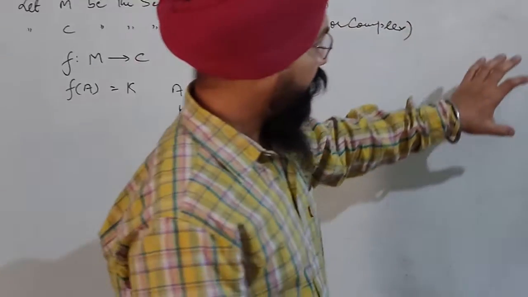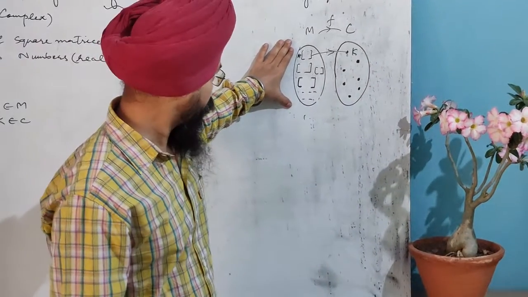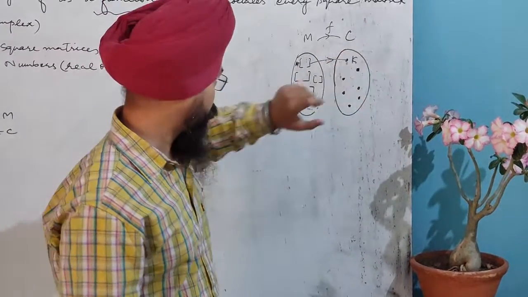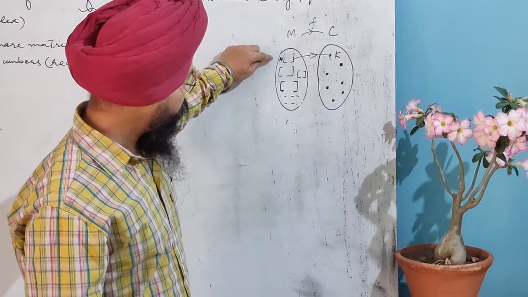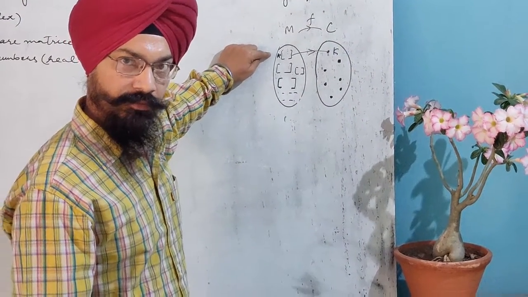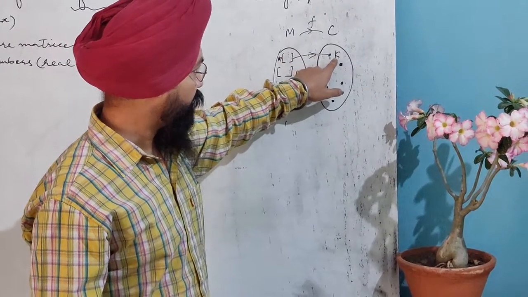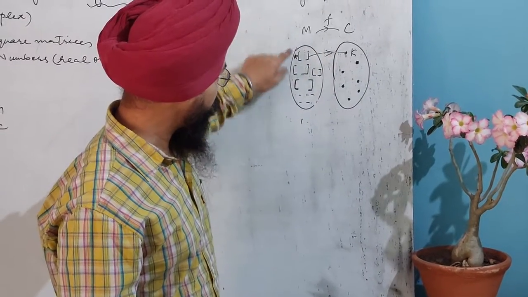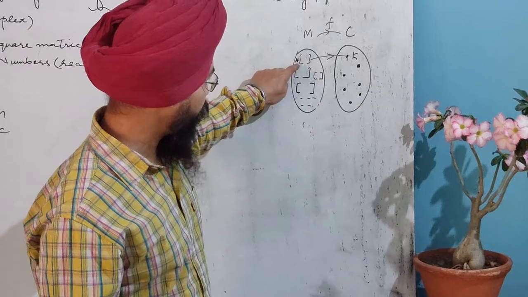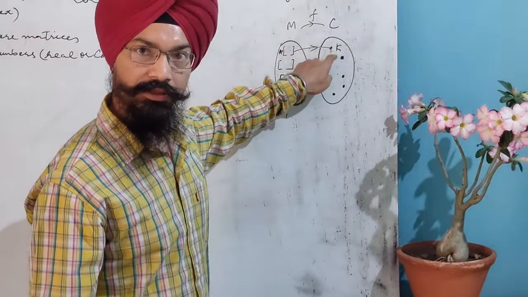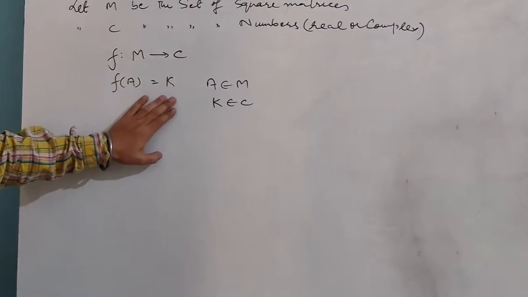Now, here is a diagram. Let us consider that this is the set of square matrices and this is the set of numbers. Now, some rule has been applied on these square matrices. Then these square matrices can be associated to this number k. It means when the rule is applied to this matrix, considered as A, you will get this number k. So f of A is k.